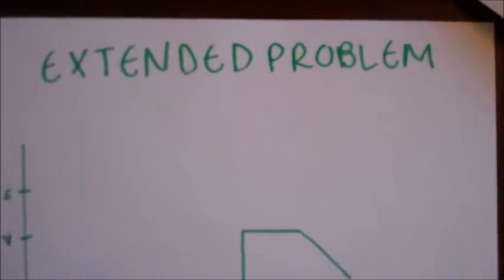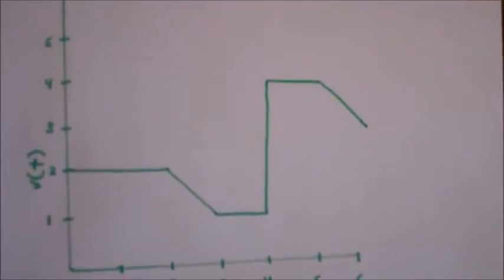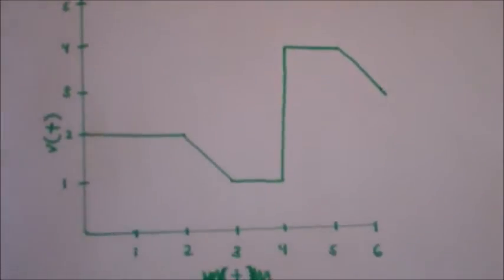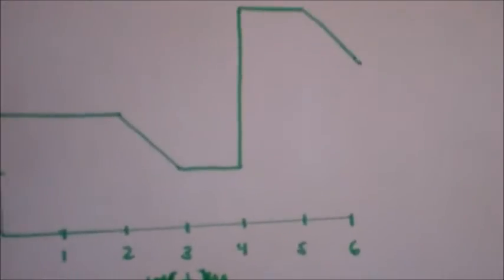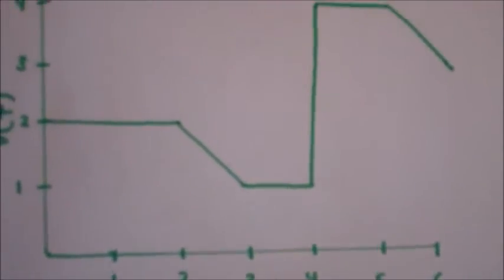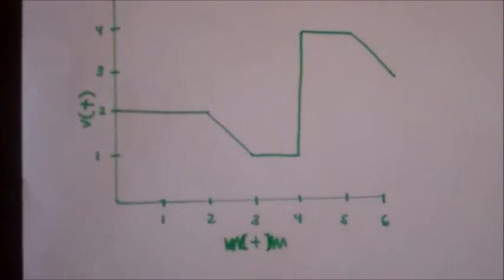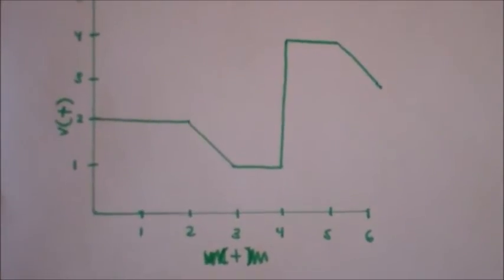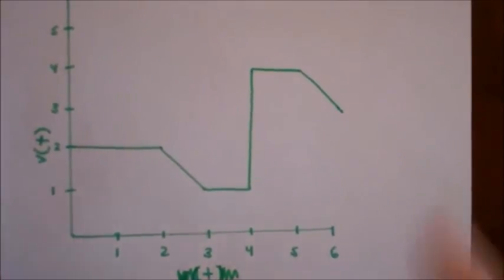Now here's an extended problem for you to try. Find the total displacement of a particle from 0 to 6 seconds. Remember that position is the antiderivative of velocity, and therefore the area under the curve is equal to the displacement. Good luck!